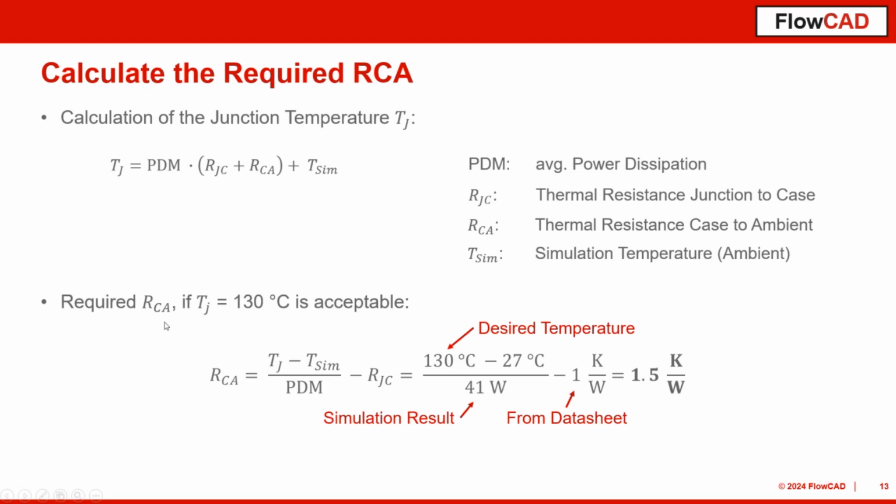So here's just an example. I just say 130 degrees is okay for me, and I calculate from that formula the required RCA, just putting in the values from the simulation. That value comes from the data sheet, that's the RJC, and it calculates to 1.5 Kelvin per watt, what I would need for this heatsink.